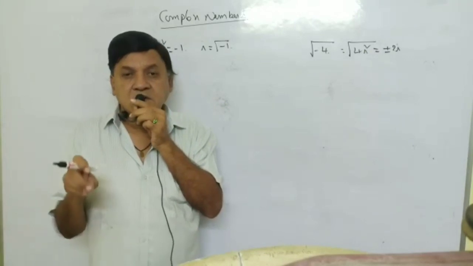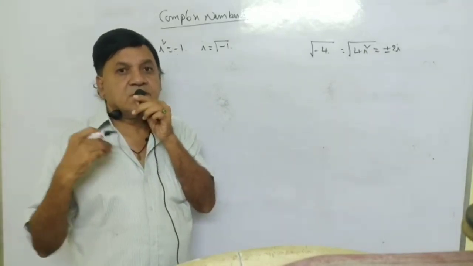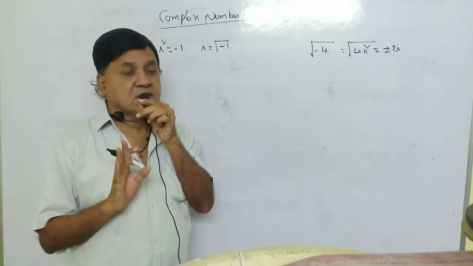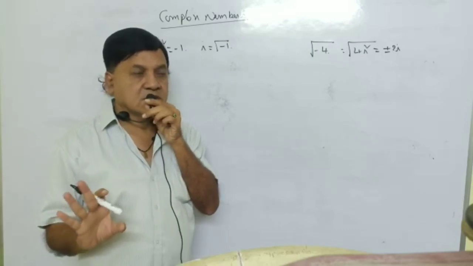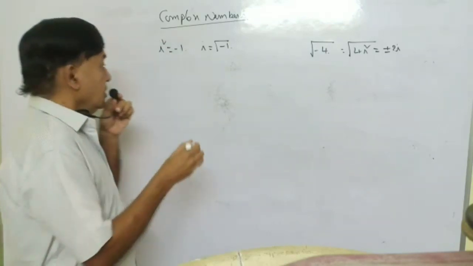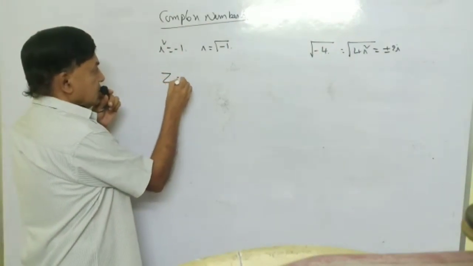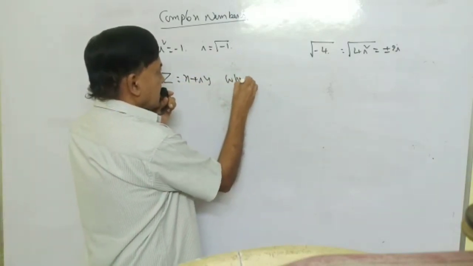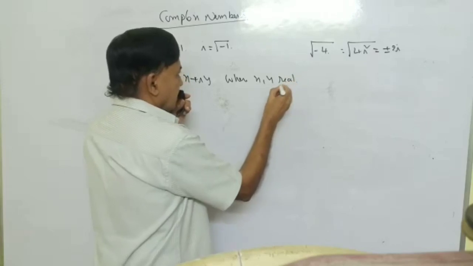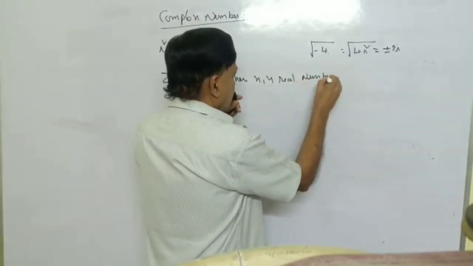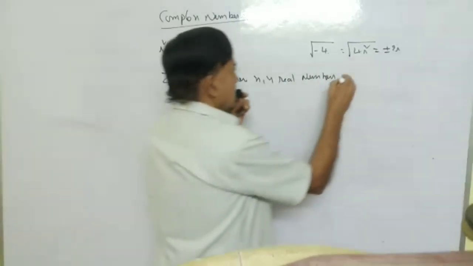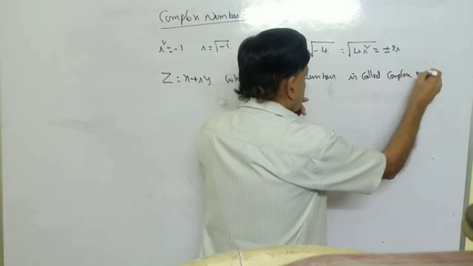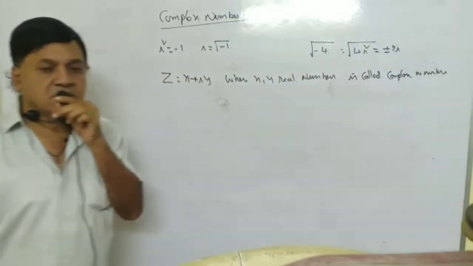So, in order to define square roots of negative real numbers, we introduce a quantity called i square is equal to minus 1, where i is equal to root minus 1. Understood? Now, a number of the form z is equal to x plus iy, where x comma y are real numbers, is called a complex number.